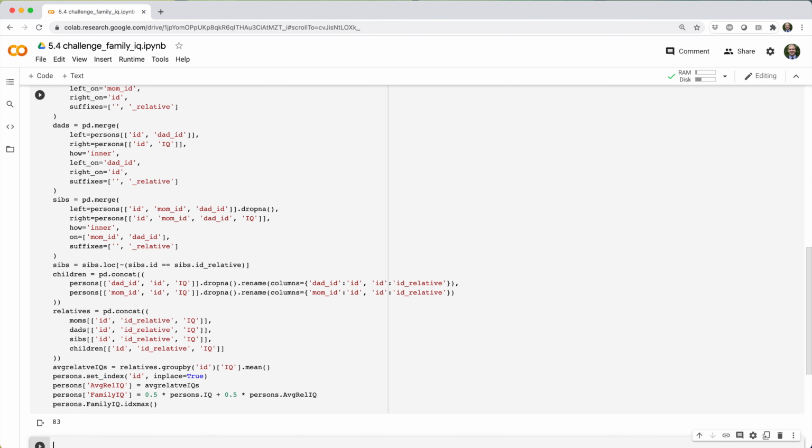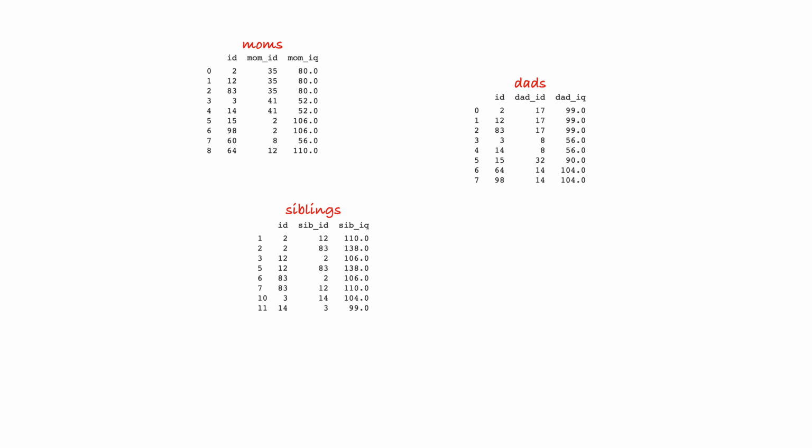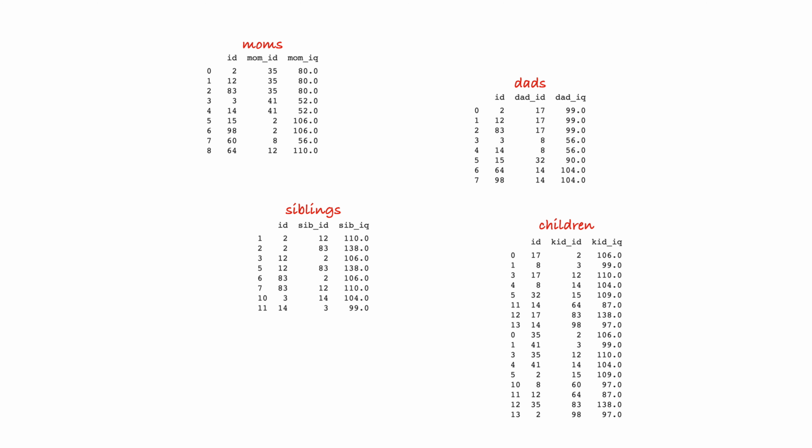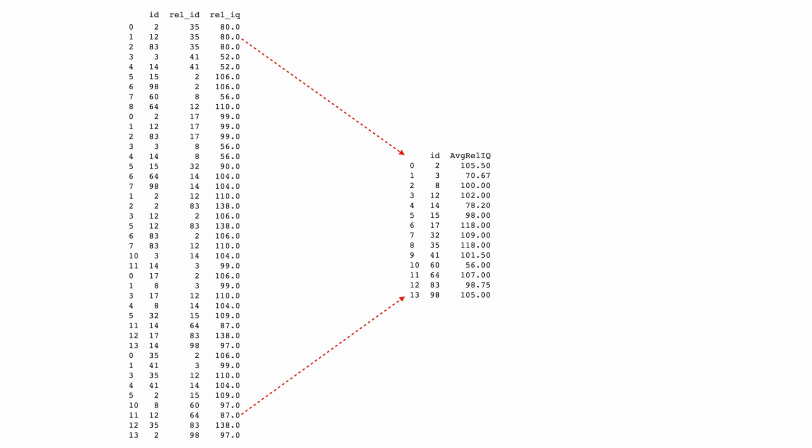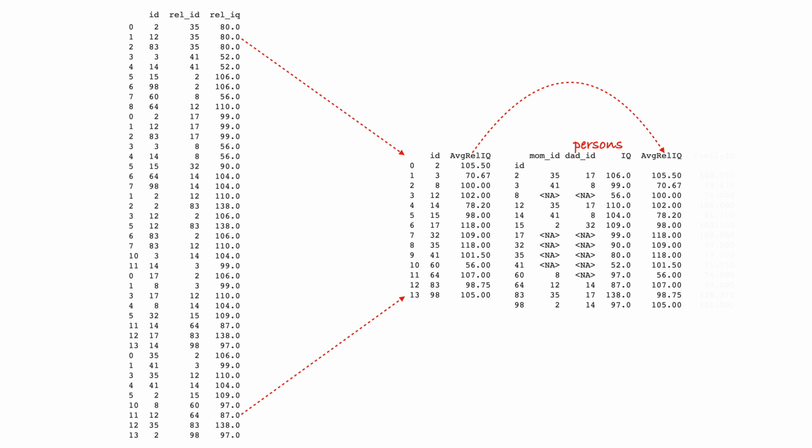Here's the strategy. I want to build a data set of moms with ID, mom IQ, a data set of dads like ID, dad IQ, a data set of siblings like ID, sibling IQ, and a data set of children like ID, child IQ. And then I want to concatenate those into one tall data frame of relatives that has every ID, relative IQ. From there, I can calculate the average relative IQs, pipe those back into the person's data frame, and calculate each person's family IQ score.